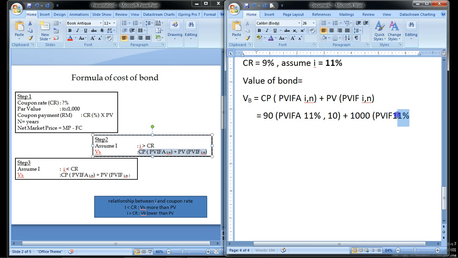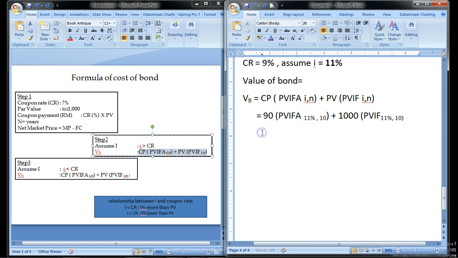From where do I get 11%? Not from the question. It is what you assume just now. You can create your own, but make sure it is higher than your coupon rate. Make sure it is higher than your coupon rate. Clear? Okay, so it is 10 years.